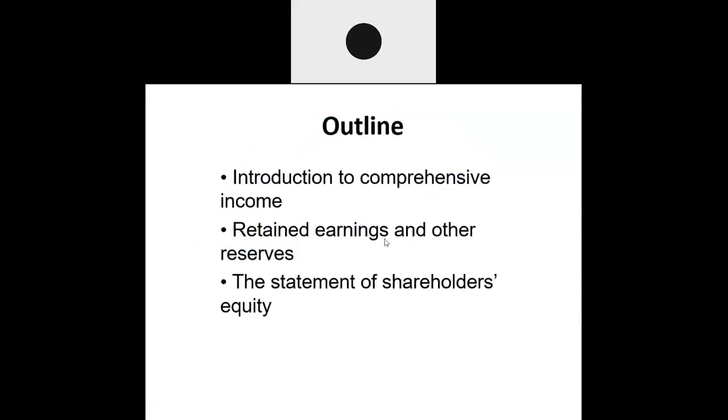In this lecture, I'm going to introduce you to comprehensive income. Next, you will learn what retained earnings is and also the other reserves. And lastly, you will learn how to prepare the statement of shareholders' equity.